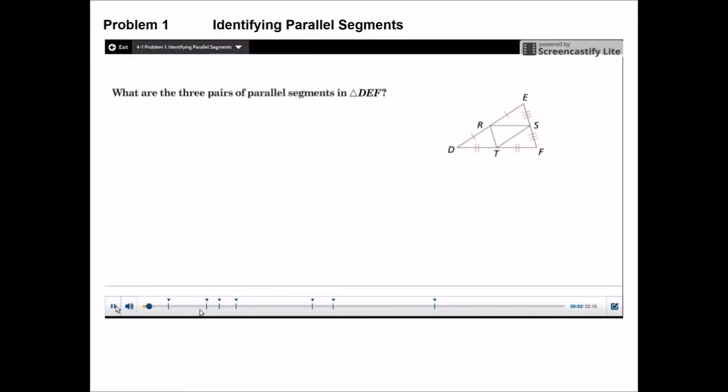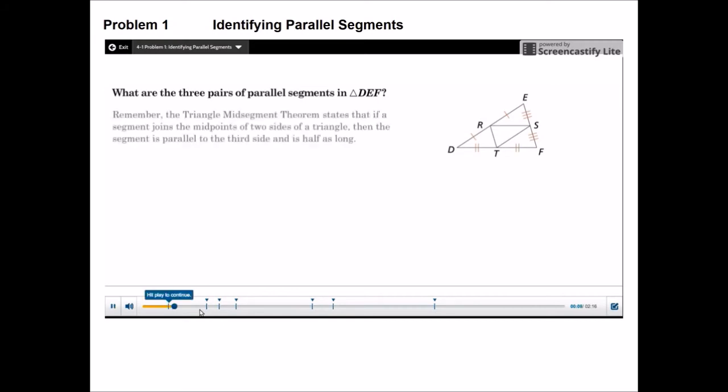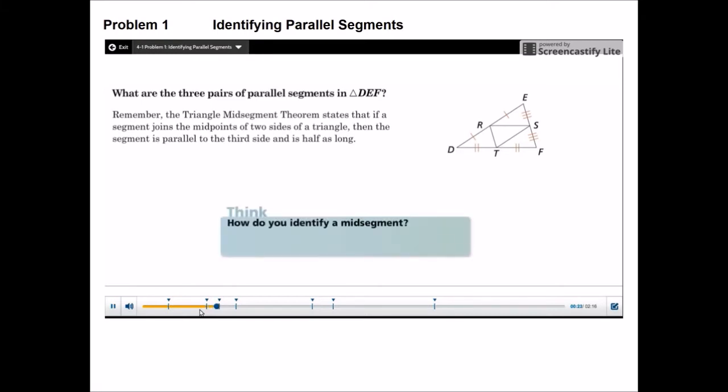In this problem, you will identify parallel segments. What are the three pairs of parallel segments in triangle DEF? Remember, the triangle midsegment theorem states that if a segment joins the midpoints of two sides of a triangle, then the segment is parallel to the third side and is half as long as the third side. How do you identify a midsegment? Look for indications that the endpoints of a segment are the midpoints of two sides of the triangle.